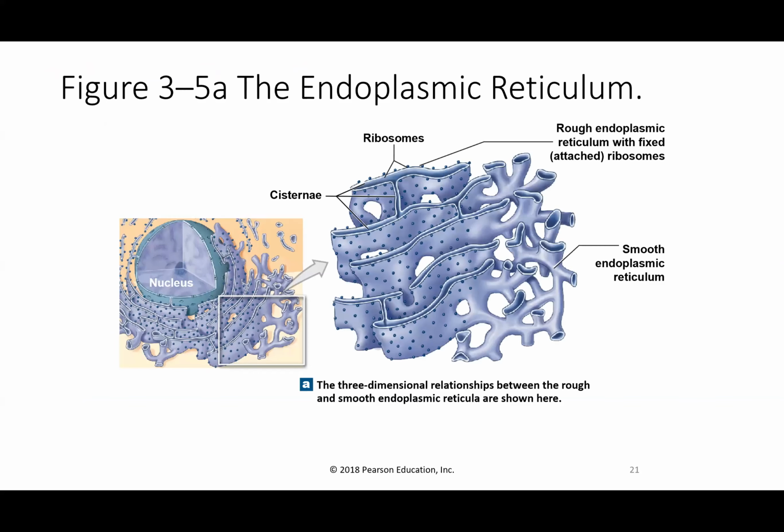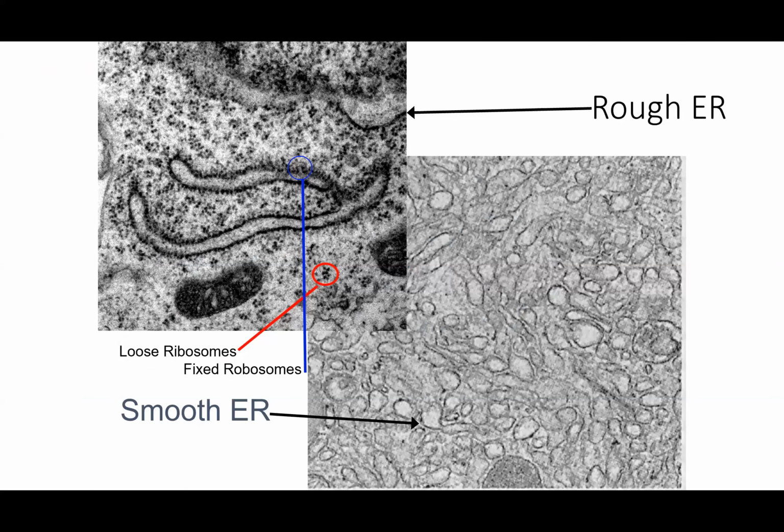Okay, so here is an illustration showing you the difference between rough endoplasmic reticulum and smooth endoplasmic reticulum. They look different, and they have different functions. Here are actual electron micrograph pictures showing the rough endoplasmic reticulum and the smooth endoplasmic reticulum. You can see how very different they look.